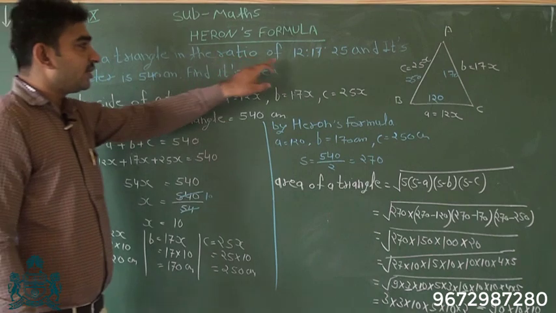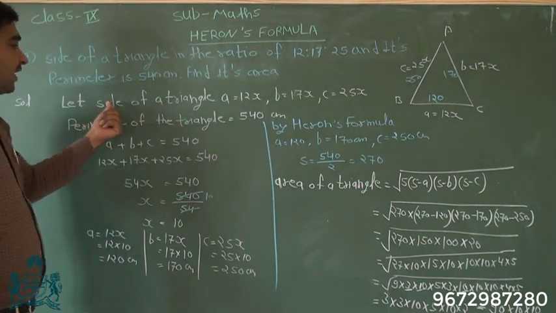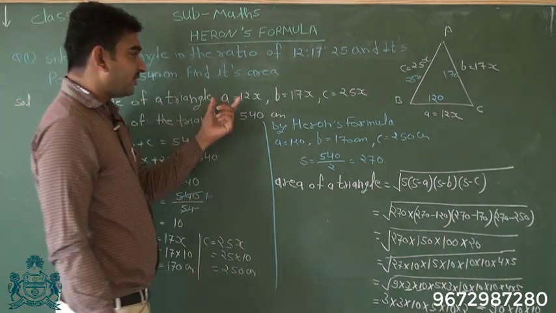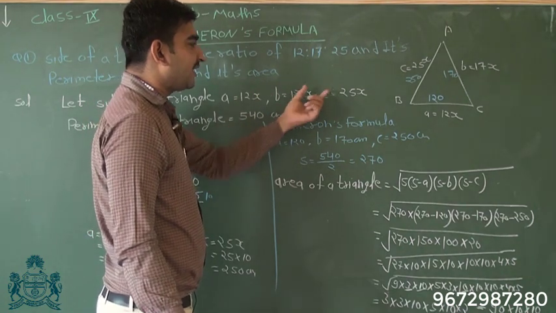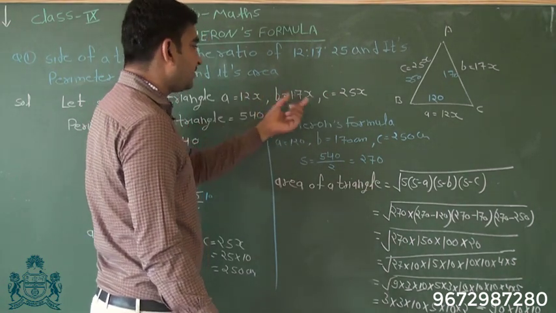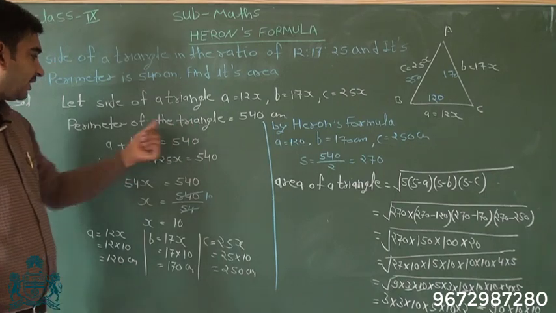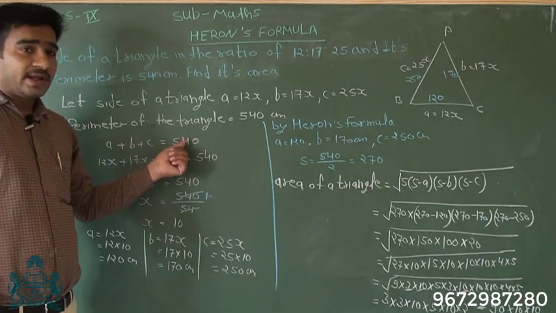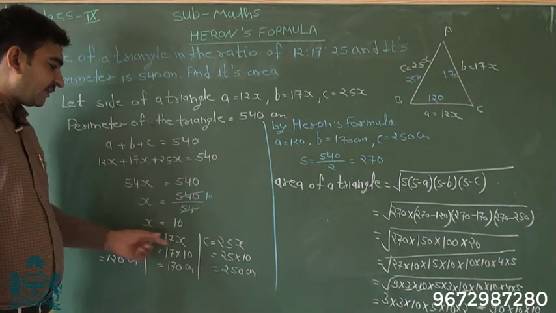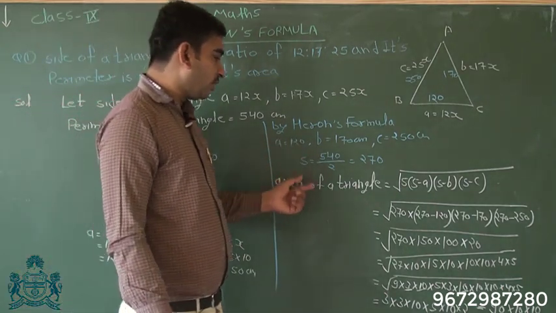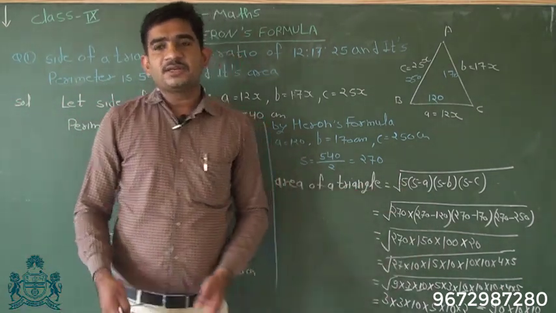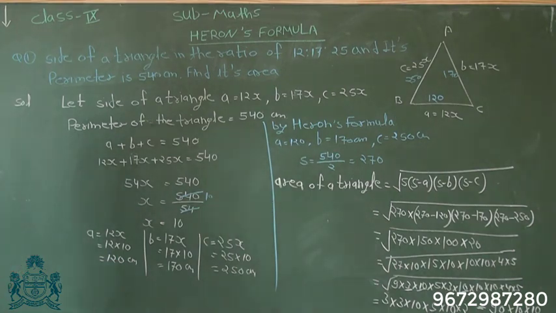The sides of the triangle are given in ratio. Let the sides of the triangle ABC be first side 12x, second 17x, third 25x. The perimeter of triangle ABC equals 540, and we find the value of x. Then by Heron's formula, the area of the triangle is 9,000 centimeter square.